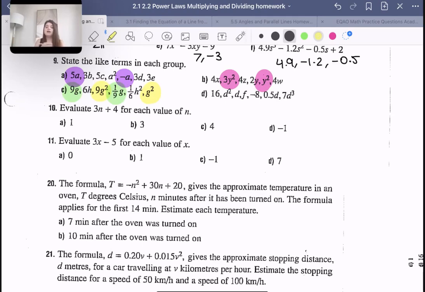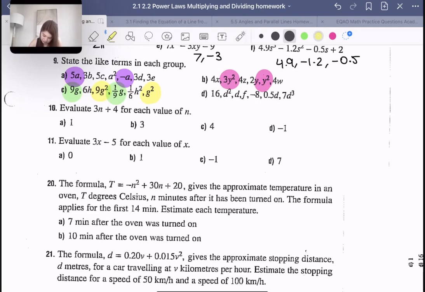I want to make it clear it's not that all four of these are like terms. It's that there's two pairs of like terms, that 9g is a like term to 1/9 g because they both have that same variable and the same power. And then 9g squared and 1g squared also are like terms as well. So there's two sets of like terms here. Whereas in the other ones, I don't think there was a second set of like terms.